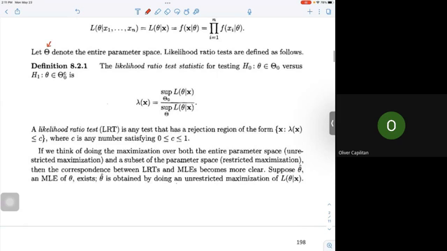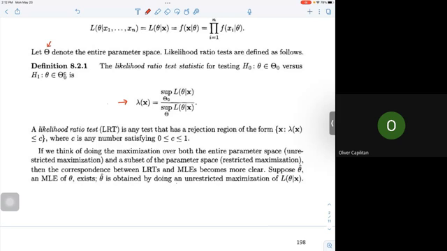Okay, so the likelihood ratio test is any test that has a rejection region of the form: the set of all sample points, bold small x, such that the likelihood ratio test statistic lambda of x is less than or equal to c, where c is any number satisfying c greater than or equal to 0 but less than or equal to 1. So this is our working formula here in our definition in computing for the likelihood ratio test statistic.